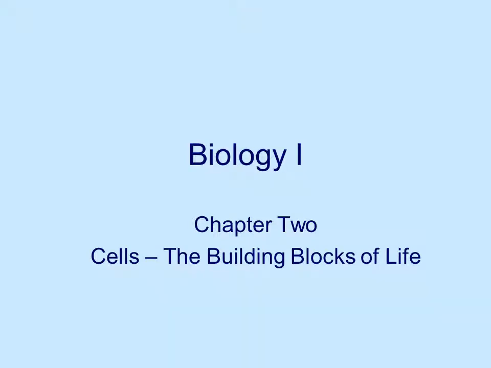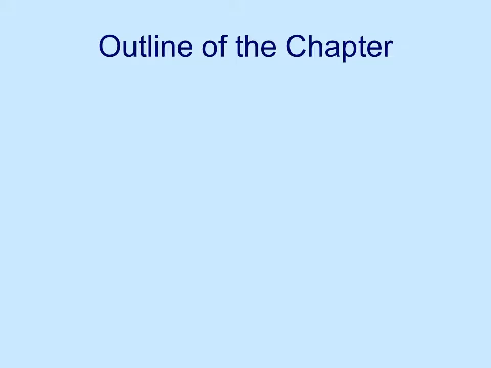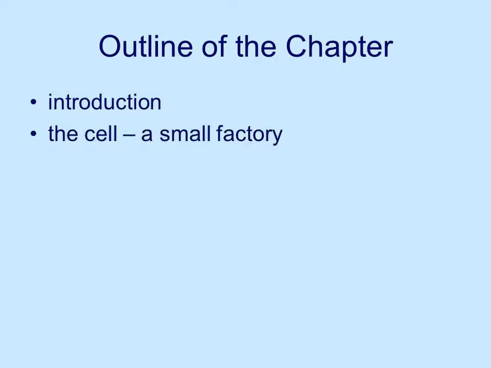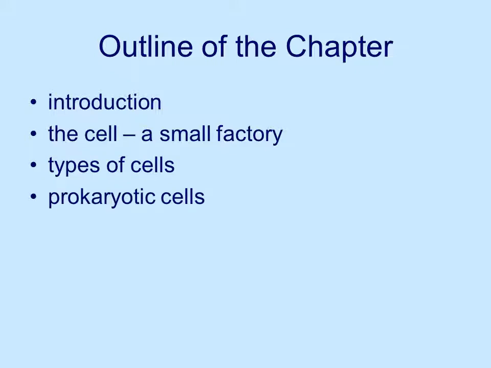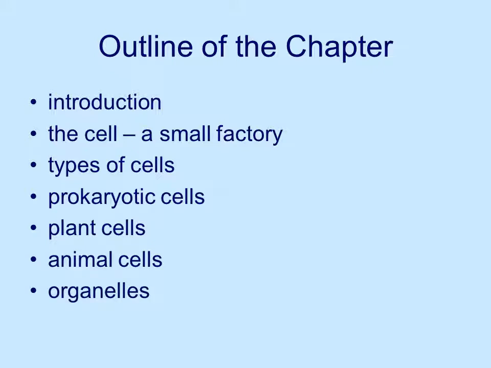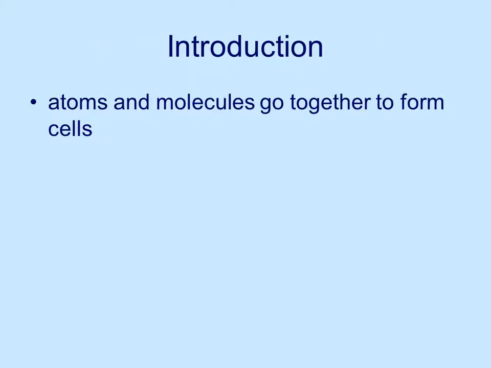Good morning. We're on Chapter 2, Biology 1. We'll be talking about cells, the building blocks of life. Here's what we want to go over. We want to look at the cell as a small factory, the types of cells, the prokaryotic cells, the plant cells, and animal cells. And then we want to define what organelles are and tell you a little bit about those.